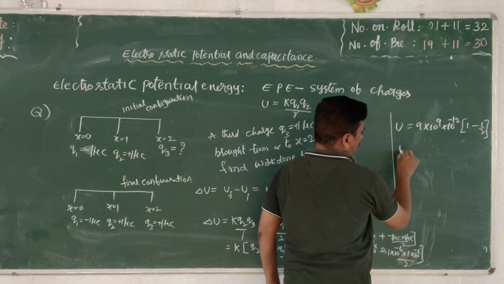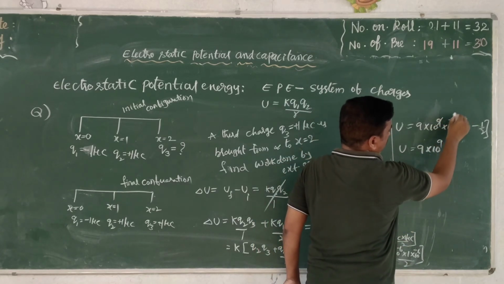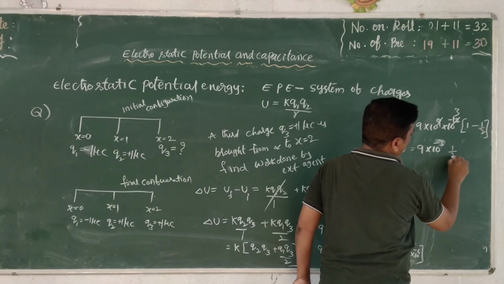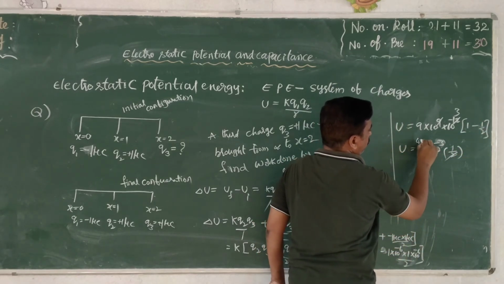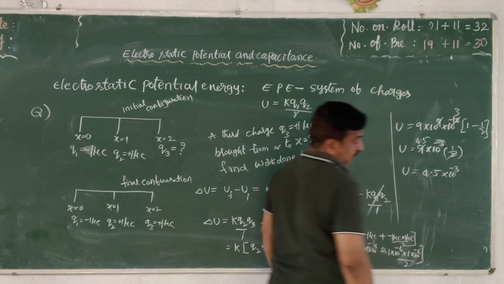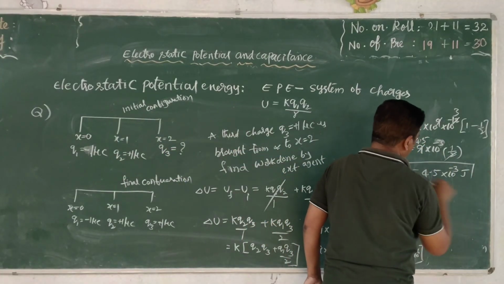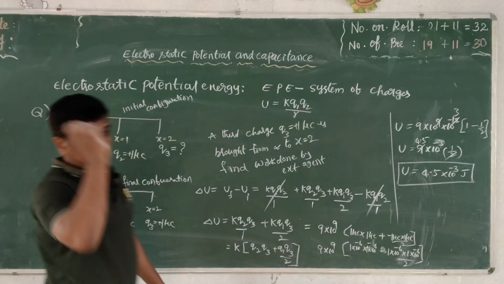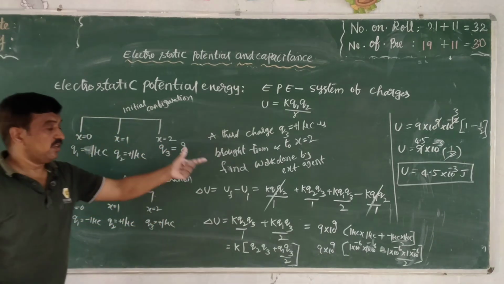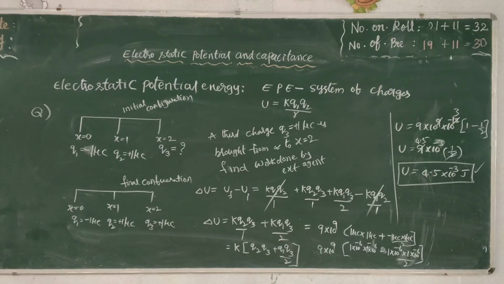We get U equal to 9 into 10 power 9, and here we can cancel, so 3. Directly I write minus 3, 1 minus 1 by 2, so 1 by 2. Here 2 ones are 2, 4.5, so U equals 4.5 into 10 power minus 3. It is the work done by the external agent, or the potential energy, in joules. So the work done by the external agent, or the potential energy required for arranging the Q3 charge at x equal to t distance from infinity, is 4.5 into 10 power minus 3 joules.